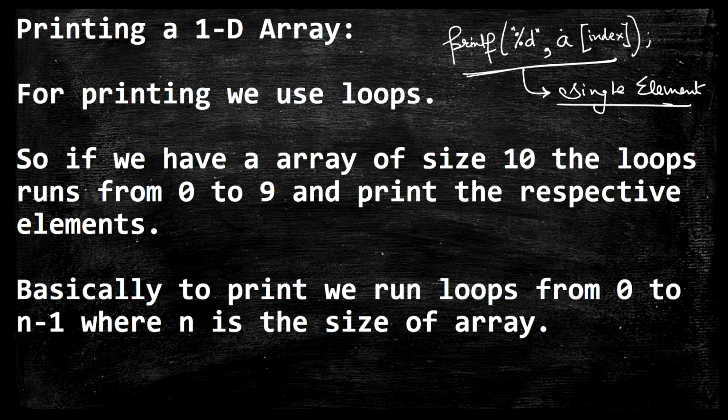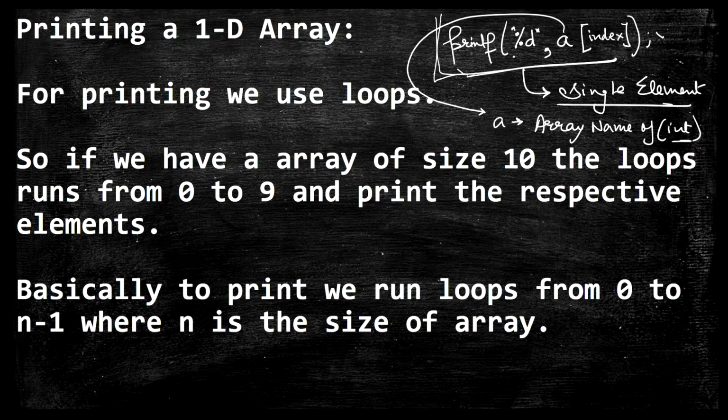Okay, what is a? A is the array name of integer data type. So if you want to print the value at a specific index, you can follow this format. That is the format specifier, the array name followed by its index. So this will print only a single element.